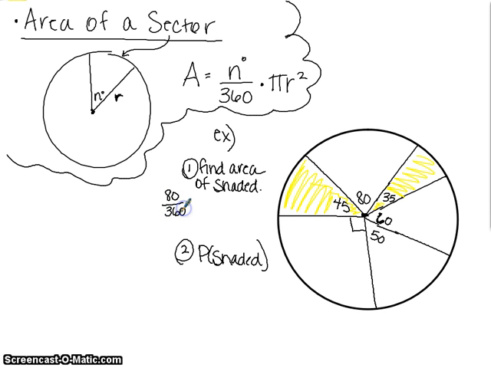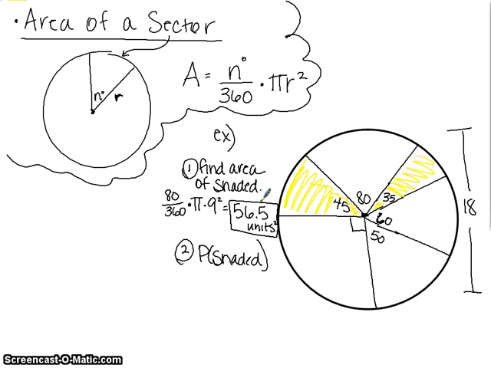Divided by 360. Oops, I forgot to put the radius on there. 18. That'll be the diameter, of course. Times pi times 9 squared, because 9 would be the radius, correct? So now if I go 80 divided by 360, I'm going to hit equals. Then I'm going to go times pi times 9 squared, or 81. Looks like the area of the shaded region rounded to the nearest tenth is about 56.5 square units. Okay, so I just use that sector formula.